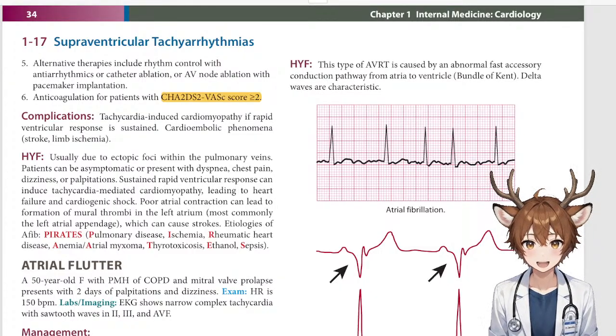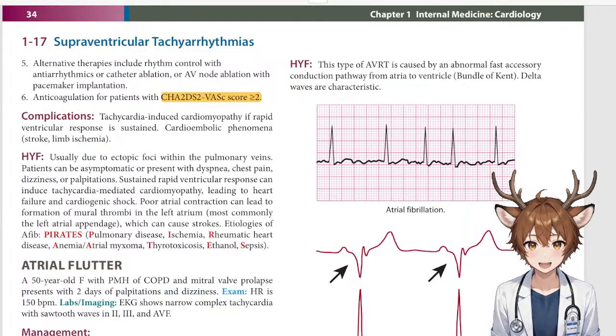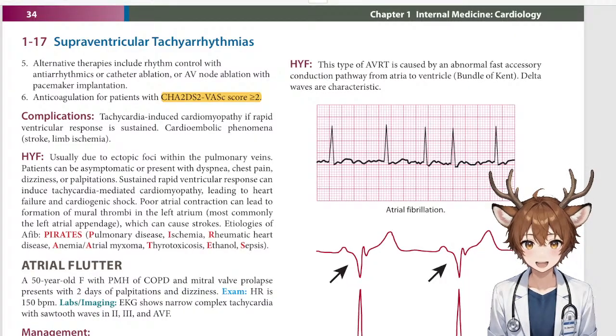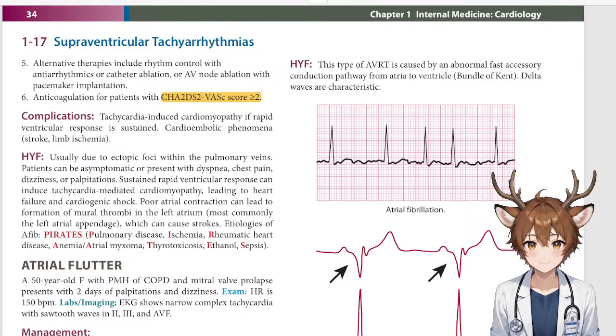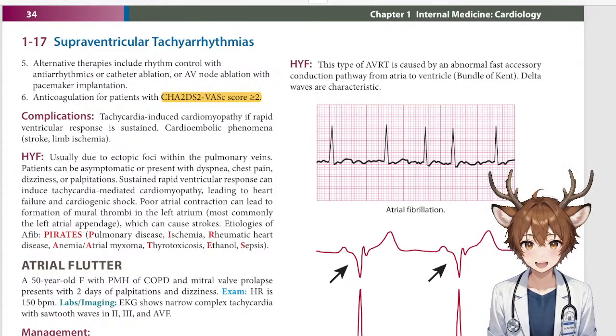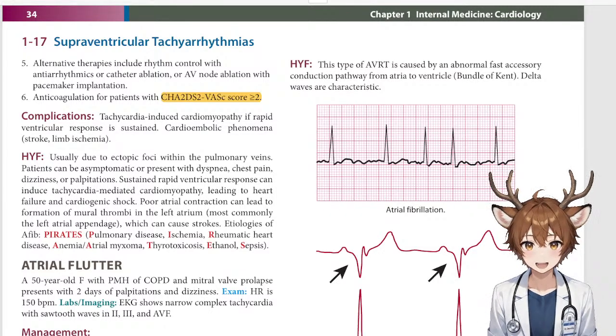Poor atrial contraction can lead to formation of mural thrombi in the left atrium, most commonly the left atrial appendage, which can cause strokes. Etiologies of AFib can be remembered with the acronym PIRATES: pulmonary disease, ischemia, rheumatic heart disease, anemia, atrial myxoma, thyrotoxicosis, ethanol, sepsis.